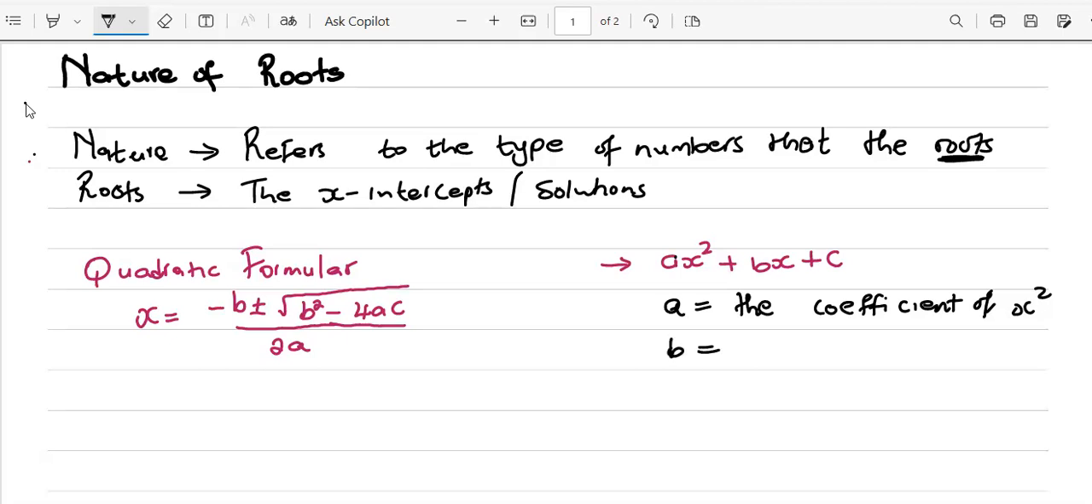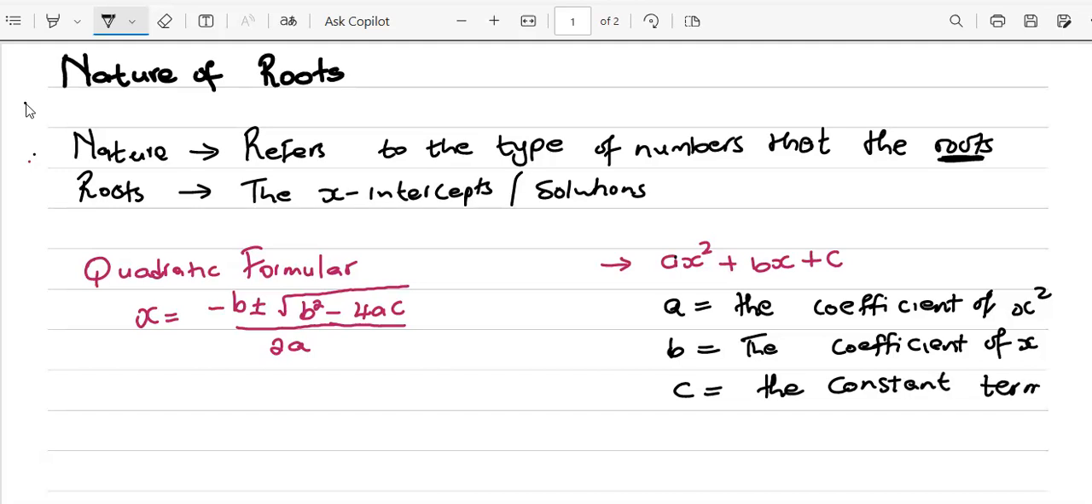The second one is the value of b. Remember that the value of b will be the coefficient of x. So any number that is in front of x in your quadratic equation will be the value of b. The last one is c, which is your constant term. We don't have any variable on the value of c.